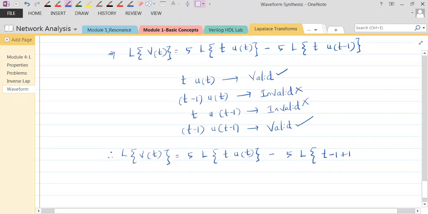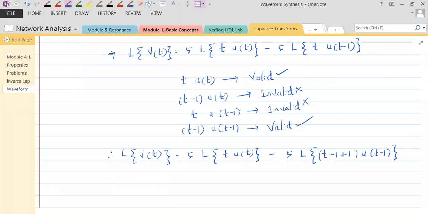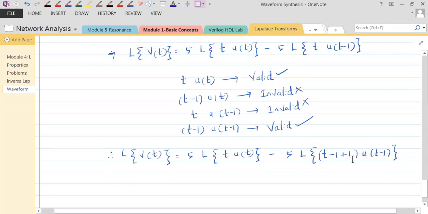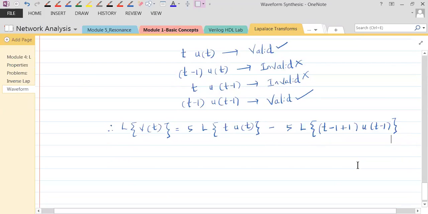Then we have this in bracket, if you want, and then we have u of t minus 1. So this is how the things are. Get this point? So how can we further adjust this is the question. Everybody just observe this.